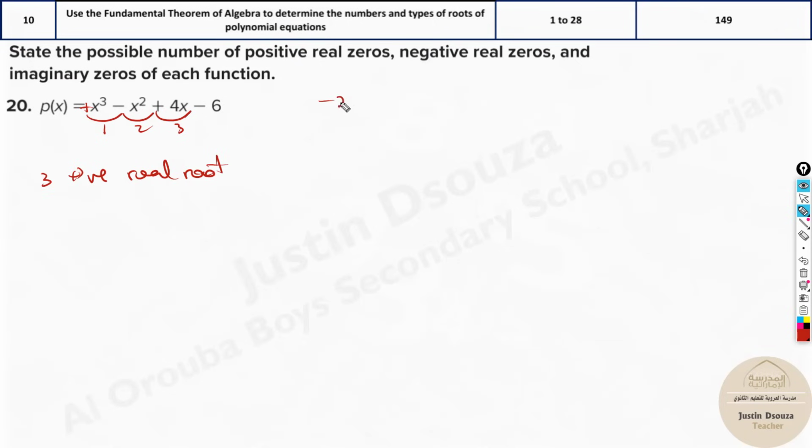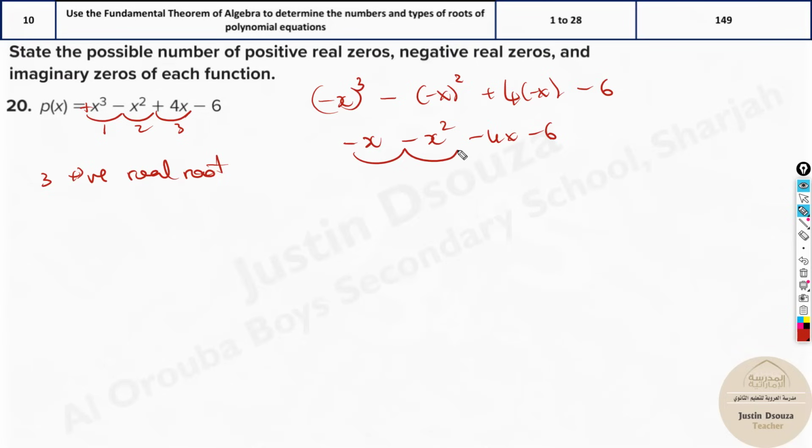Change them like this. Put minus x inside x. And over here, minus, again minus x the whole square plus 4 times minus x minus 6. Now solve them up. If it's an odd power, the negative sign remains. If it's an even power, it goes off. So it'll just be minus x squared minus 4x minus 6. And now what you do is count the sign changes. No, no, no. So 0 negative roots.